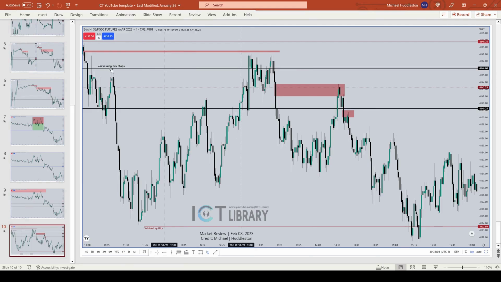Well, look to the left up. What do you see? You see this wick. Consequent encroachment is just above that. That's not reasonable. If it's going to run there, it's going to run a little bit higher. So that means it's going to go above this. So what's above that? Volume imbalance. Bam, hits it.